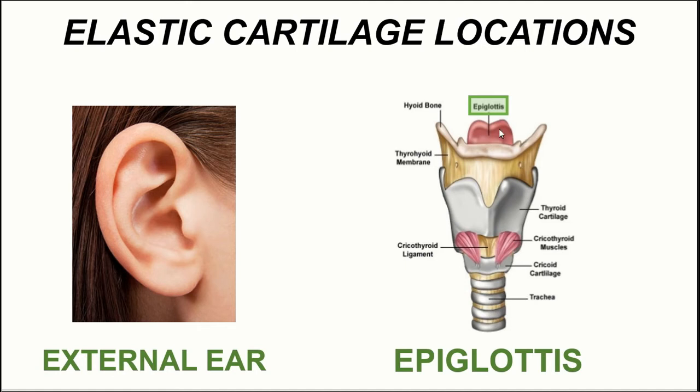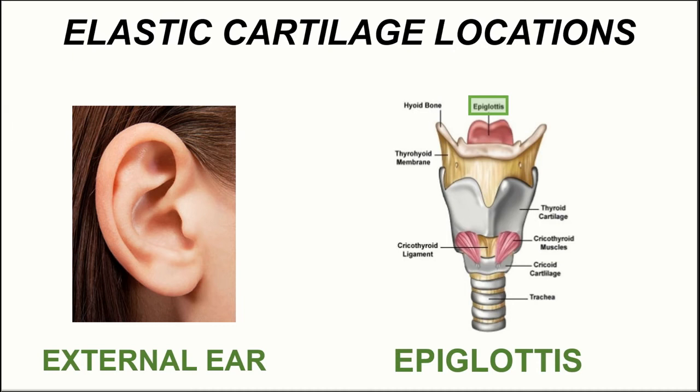Another structure that we may not be as familiar with is the epiglottis. What you're looking at here is the larynx, or the voice box. The larynx is a cartilaginous structure within the throat, and the larynx itself is not made out of elastic cartilage. It's actually made out of hyaline cartilage. But the epiglottis, which sits above the larynx in the throat, is made out of elastic cartilage.